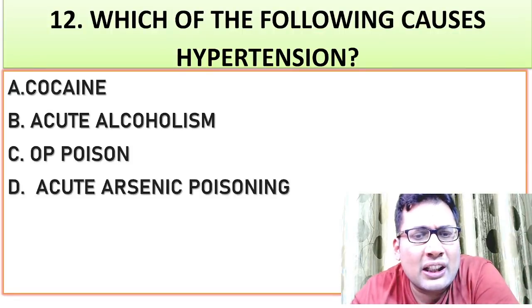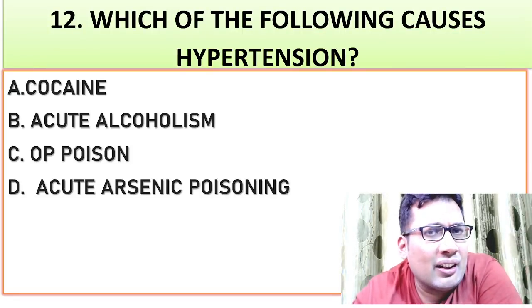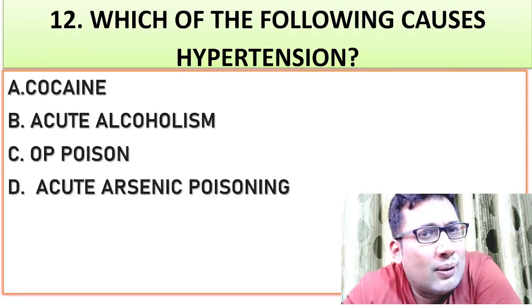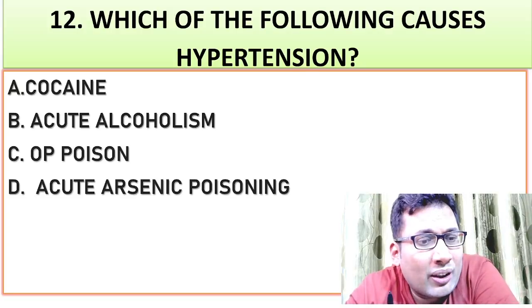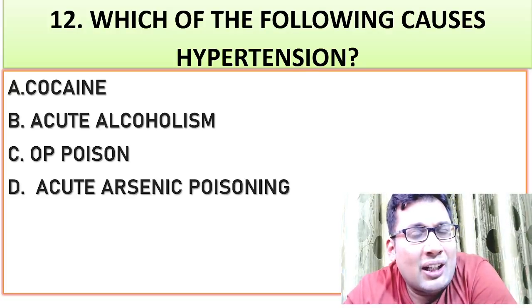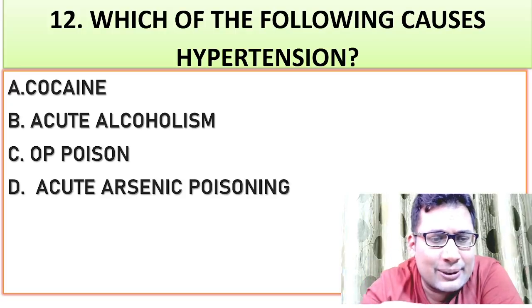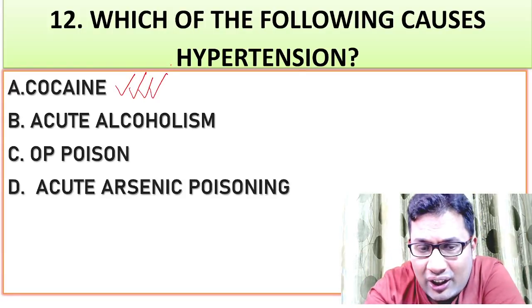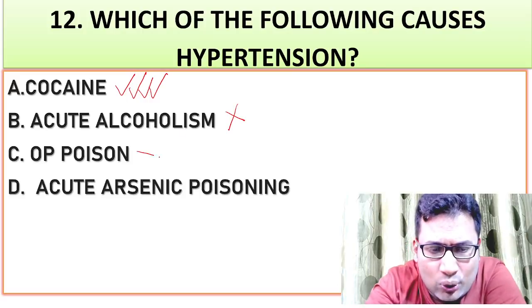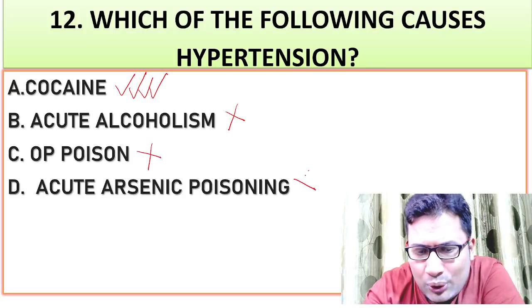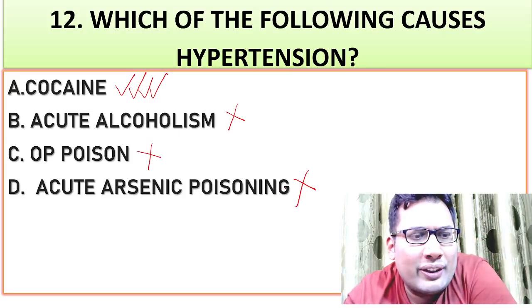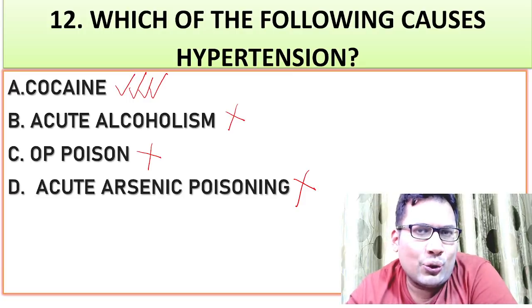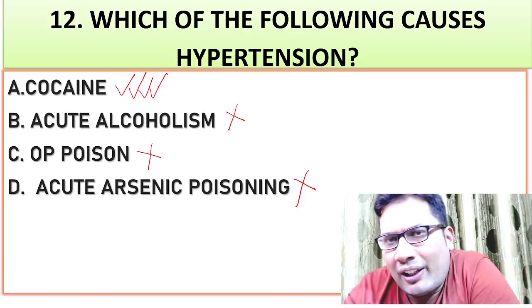Which of the following causes hypertension? Again, the question framing may be different. But again, hypertension, hyperthermia, all is caused by cocaine only. We discussed many class. It is not acute alcoholism. It is not opiate poison. It is not acute arsenic poison. So I'll go with the answer cocaine. So this completes the 12 questions.